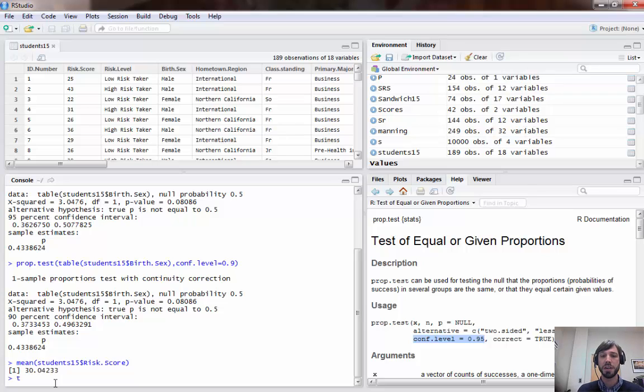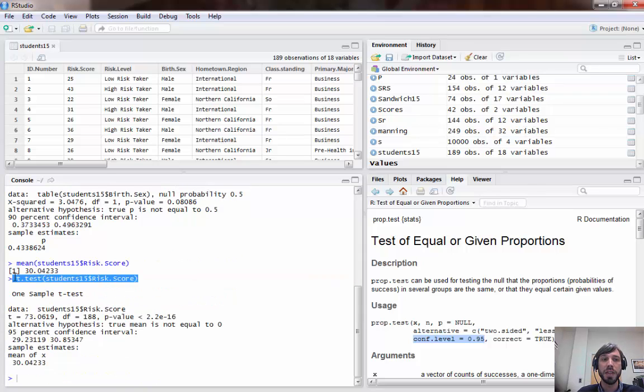Now, the R command for computing confidence intervals for a mean is t.test, because recall it uses the t distribution to get the exact confidence interval. And this one's simple to apply. You simply need to enter a single argument, which is the student risk score variable.